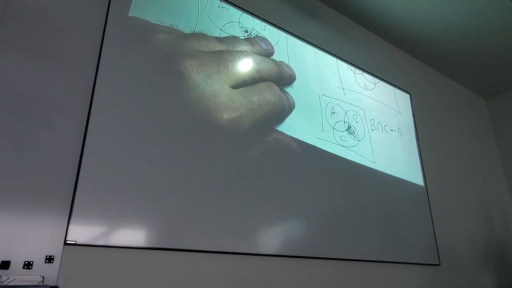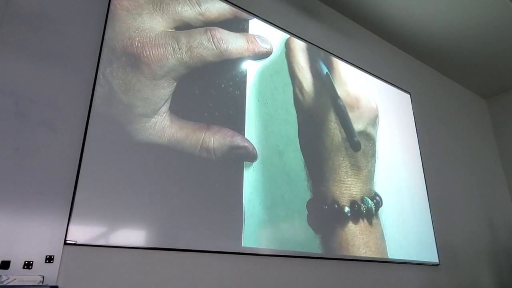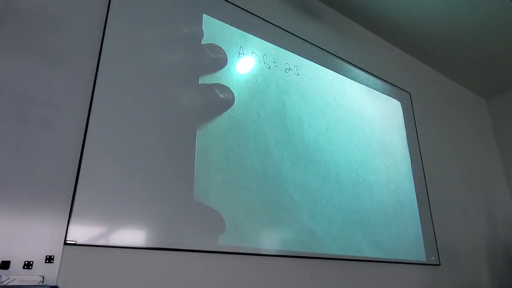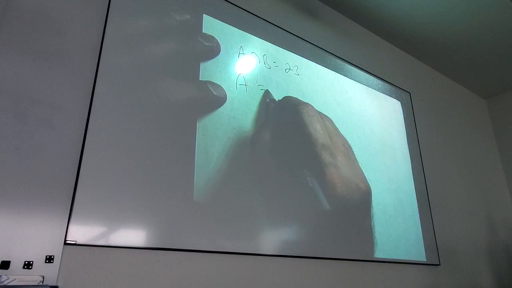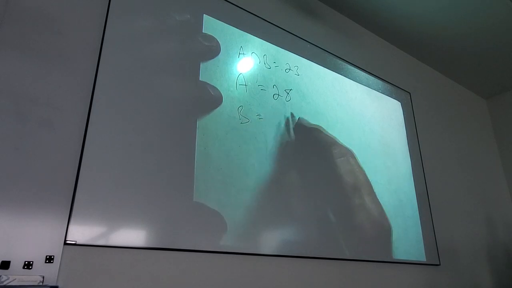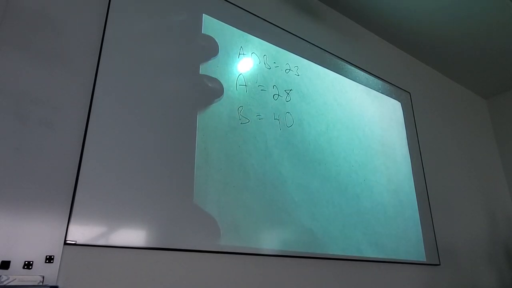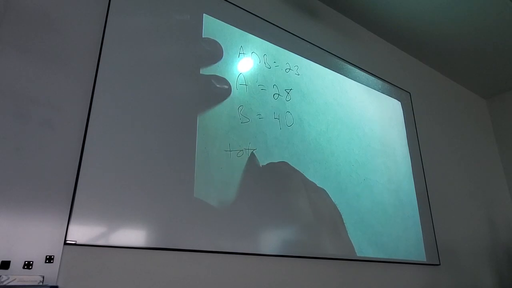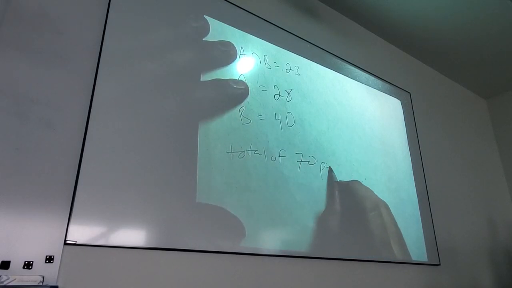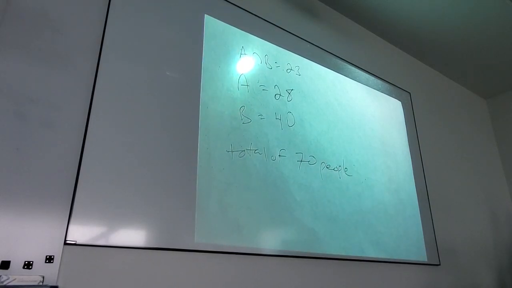Okay. So I want to do one specific example. So let's say there are 23 people in A and B. There are 28 people in A, and there are 40 people in B. And then I want to say that there's a total of, what you got, Jeff? There's a total of 70 people.